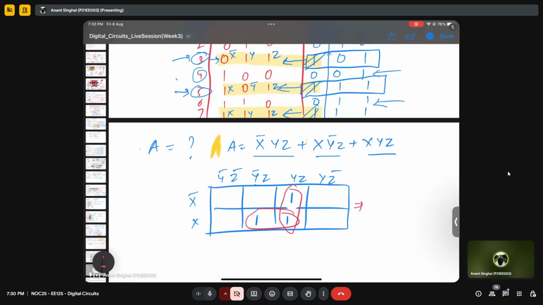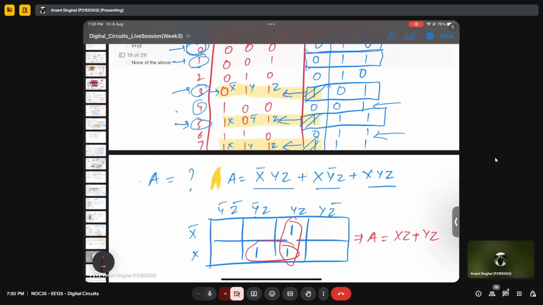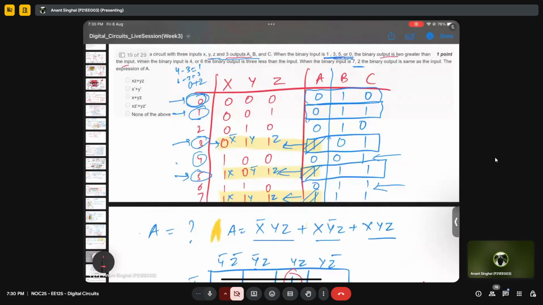The final answer for A would be x z plus y z, which is any option like that. Option A is the correct answer. Is it clear to everyone?